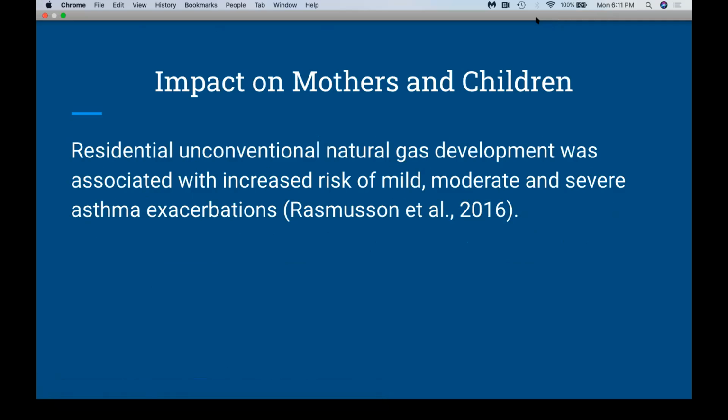Another study that was done by Dr. Lisa McKenzie looked at children and young adults in Colorado who were diagnosed with acute lymphocytic leukemia. They were up to 4.5 times more likely to live in the areas with the highest density of wells as compared to no wells within a 10-mile radius.